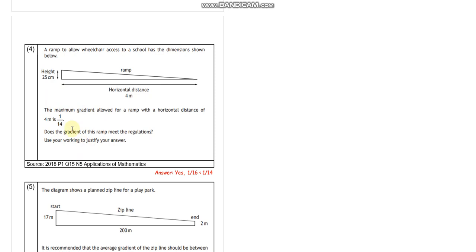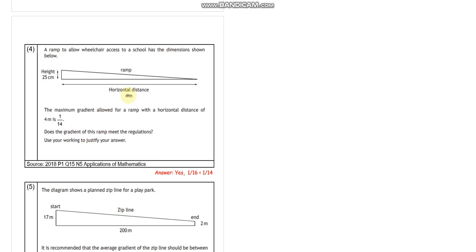Oh, here we go. We've got to justify your answer. But again, we've seen the word gradient. We should be thinking, you know, we're using the gradient equation and it's helped us out. So the maximum gradient allowed is 1 over 14. Does this fit?